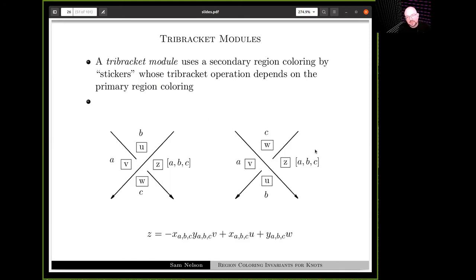Right, so here's the precise setup. So if you have A, B, C, and tri-bracket A, B, C over here, and then we have these stickers, U, V, W, and Z, then we'll make Z be this linear combination of U, V, and W, but with coefficients that depend on the tri-bracket colorings here at the crossing. So these are elements in some commutative ring with identity, could be a field, could be Z mod N, or just, you know, any commutative ring with identity.